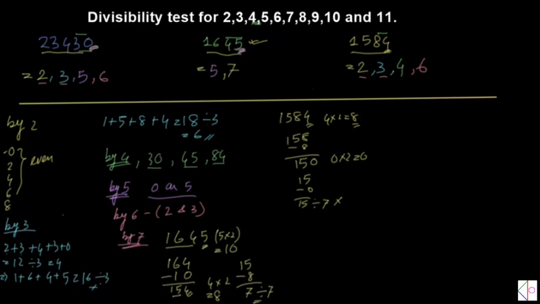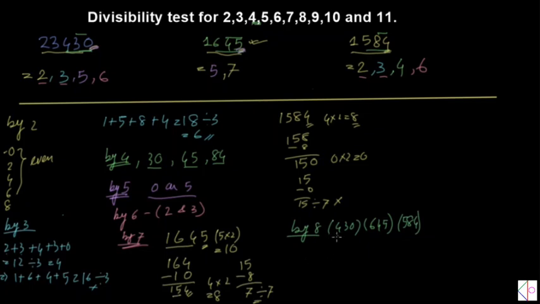Okay, now it is 8. The rule for 8 and 4 are almost similar, not exactly similar but almost. A number with 4 or more digits is divisible by 8 if the number formed by its last 3 digits is divisible by 8. Those are the last 3 digits: 430, 645 and 584. So in our first case it is 430, the number formed by the last 3 digits. Next 645, and here it is 584.